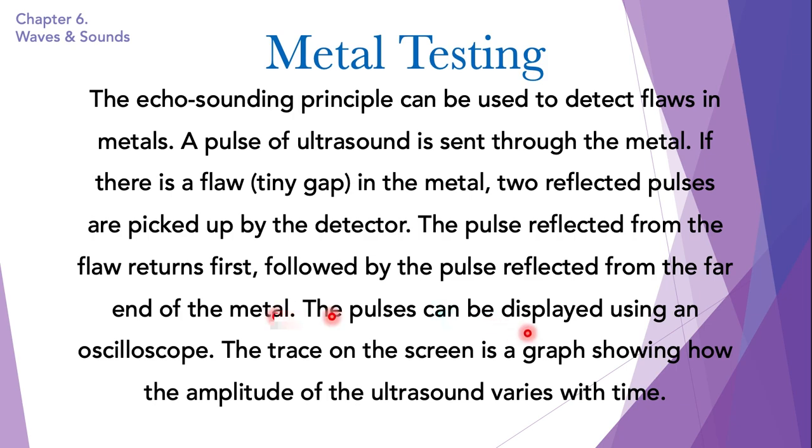The pulses can be displayed using an oscilloscope. The trace on the screen is a graph showing how the amplitude of the ultrasound varies with time. So this is another use of ultrasound. We test metals by this. Test if there are any flaws like tiny gaps or cracks in the metal.